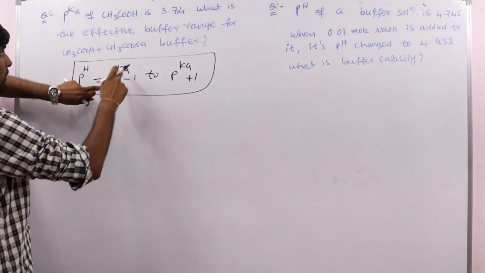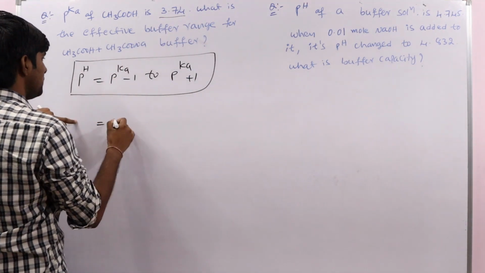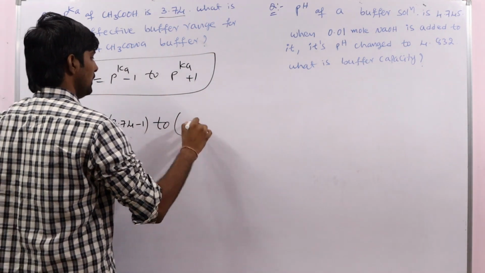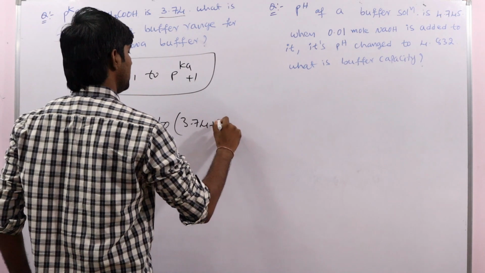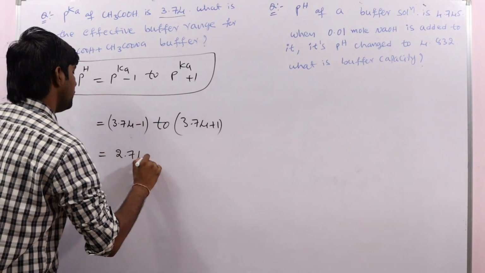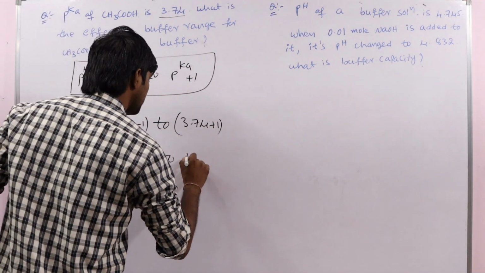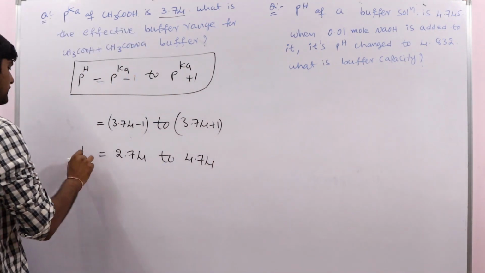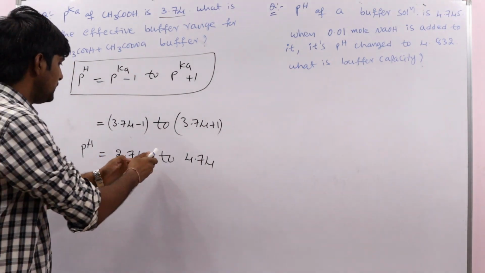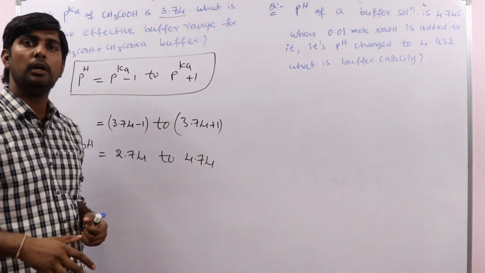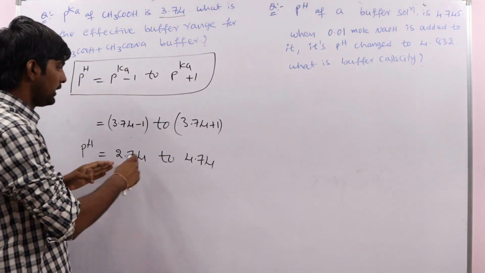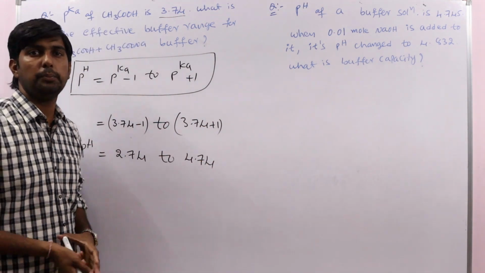So here pKa equal to how much? 3.74. Substitute here: 3.74 minus 1 to 3.74 plus 1. So 3.74 minus 1 is 2.74, to 3.74 plus 1, that is 4.74. So this is the effective pH range of this buffer solution. Within this range only this buffer solution will show its effectiveness. Outside this range it cannot function properly.